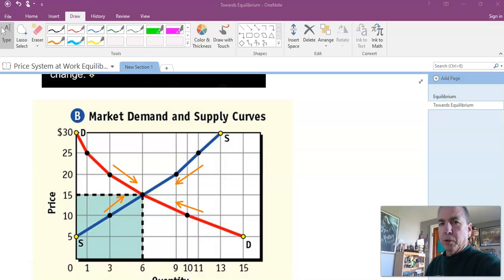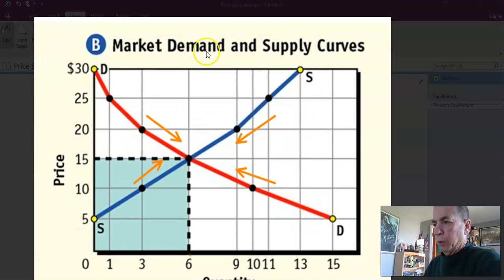Video 2, equilibrium. Let's do a quick review from video 1. We have here our market demand and supply curves on the same graph. And so we're interested in looking at the interaction of demand and supply. Specifically, we are interested in this point right here known as equilibrium, where the quantity demanded at a certain price meets and agrees with the quantity supplied.